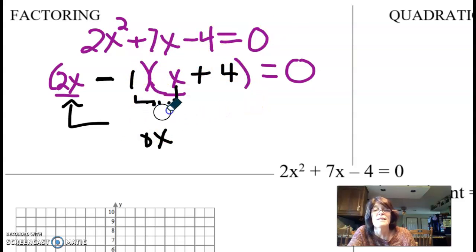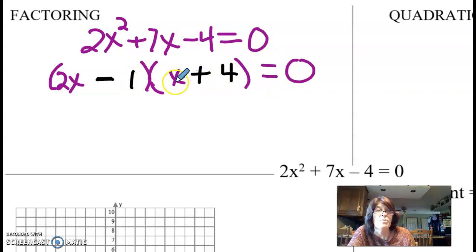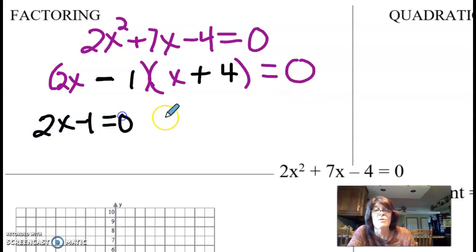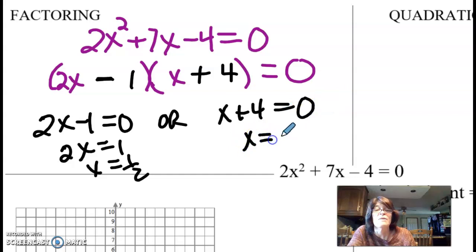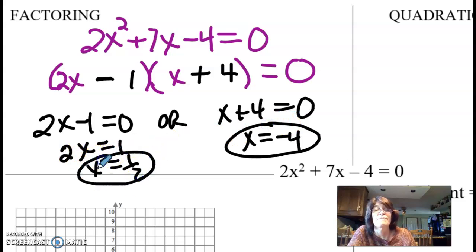Okay? It's a puzzle. Factoring is fun if you think of it as a puzzle. Now once I have this product, I know that any two things multiplied together, if it's going to equal 0, either the 2x minus 1 is 0, or perhaps the x plus 4 is 0, or maybe they're both 0. It's the only way that this is going to happen to be 0. So for 2x minus 1 to equal 0, 2x would have to equal 1, and x would be a half. For x plus 4 to equal 0, x would have to be negative 4. I've solved this quadratic equation.